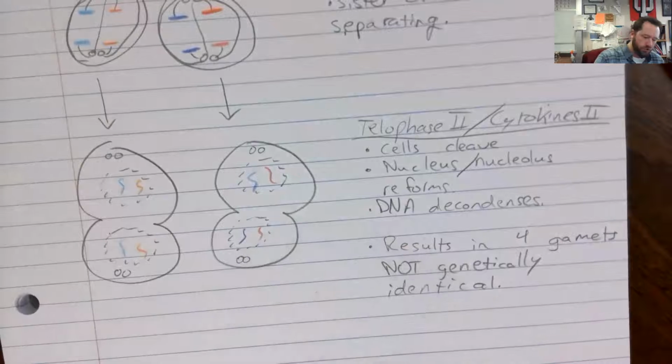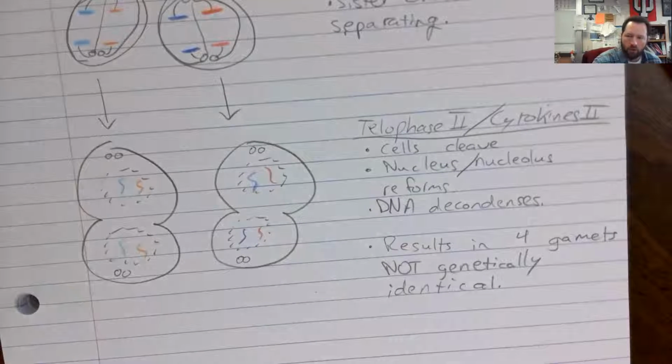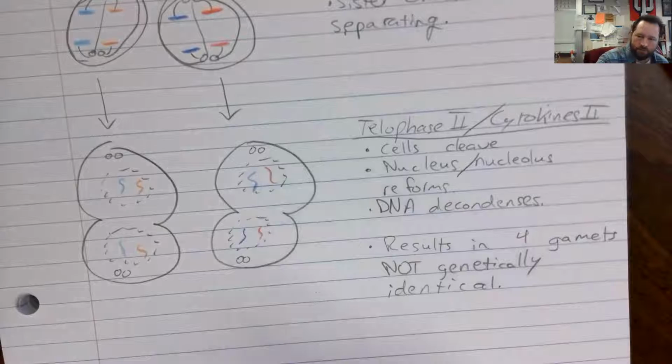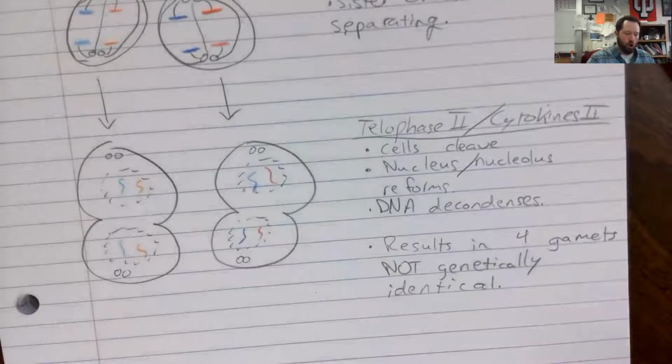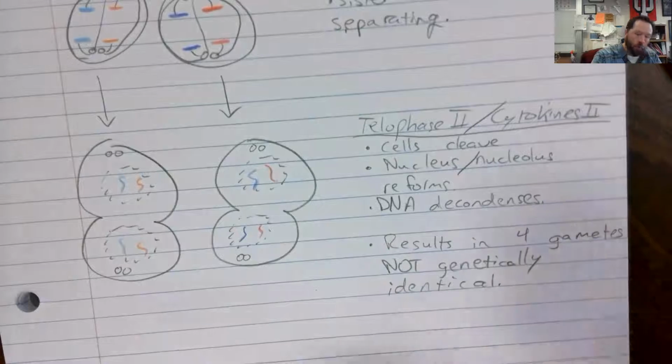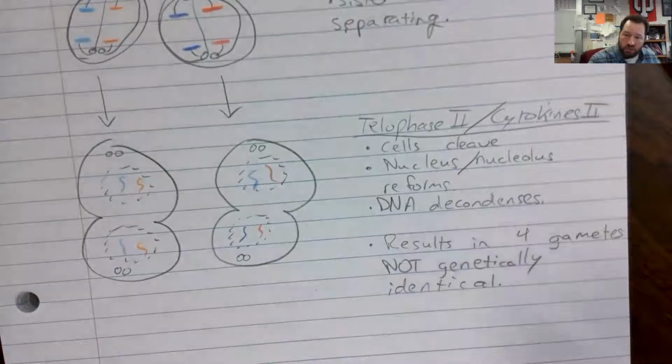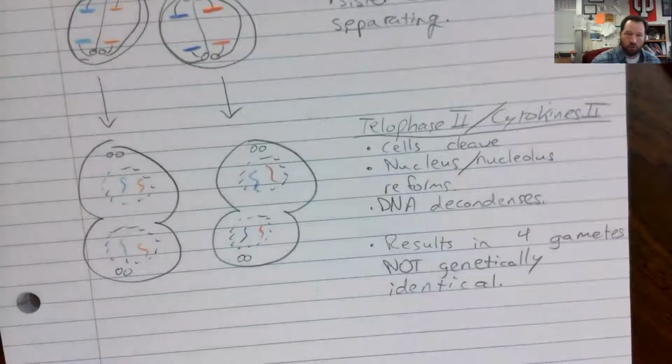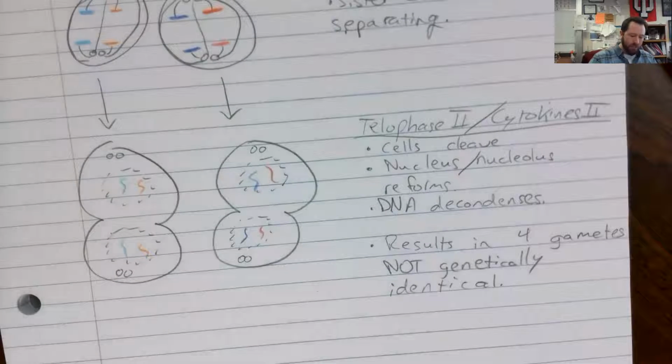And our results are going to be 4 not genetically identical gametes. So if you guys recall back to mitosis, we always made a big deal of saying we're going to end up with 2 cells genetically identical. There were a lot of questions on that in your homework on the labs. Mitosis always results in 2 genetically identical cells.